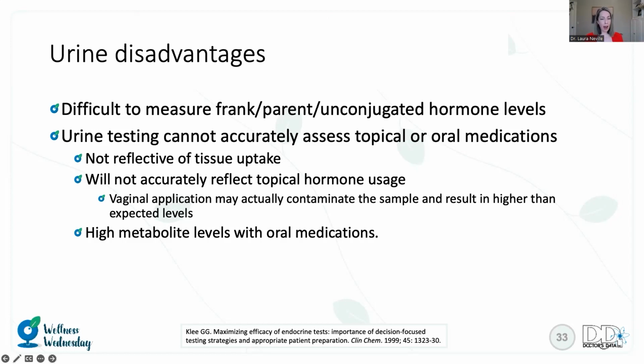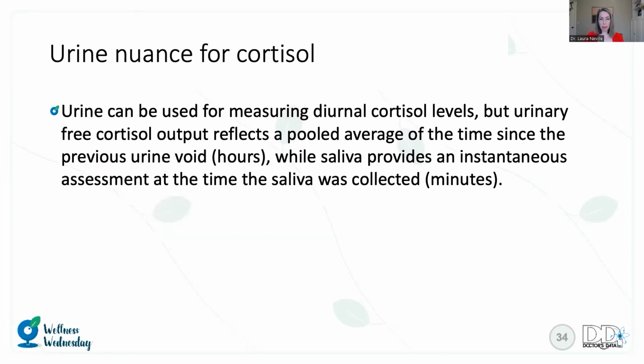You're going to see a high metabolite level with oral medications. So that could make you think, for instance, if they're swallowing progesterone, you're going to see a lot of that in the urine within a few hours, depending on the speed of that person's metabolism. So this is why I wouldn't use this as my mainstay for tracking those types of hormone replacement.